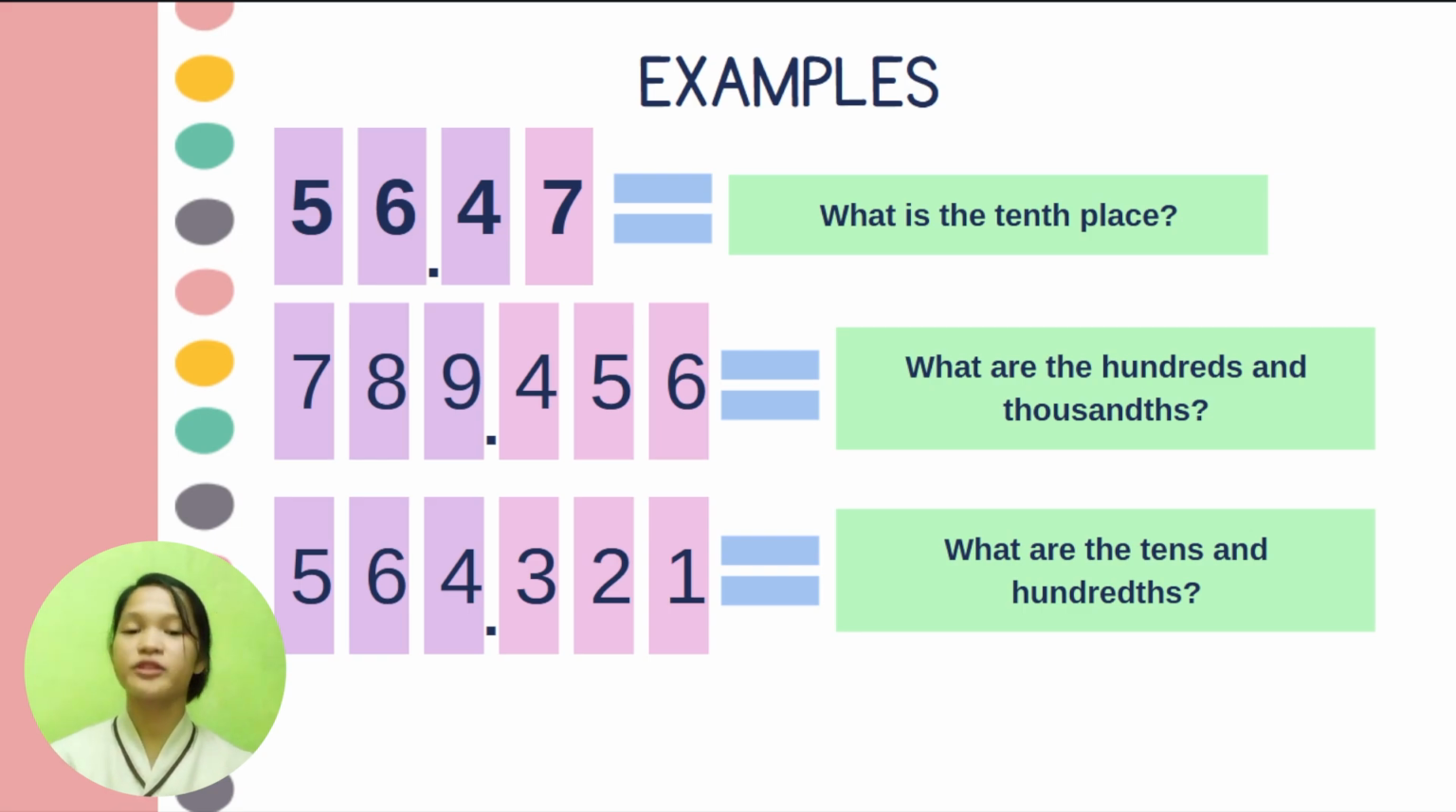Final question. With the given 564.231, can you tell me the value of the tens and hundredths place? Very good. The tens place is the second digit before the decimal, which is 6. And the hundredths place is the second digit after the decimal, which is 3. Fantastic! You are all fast learners, and each and every one of you can now determine the value of a digit based on its place value.